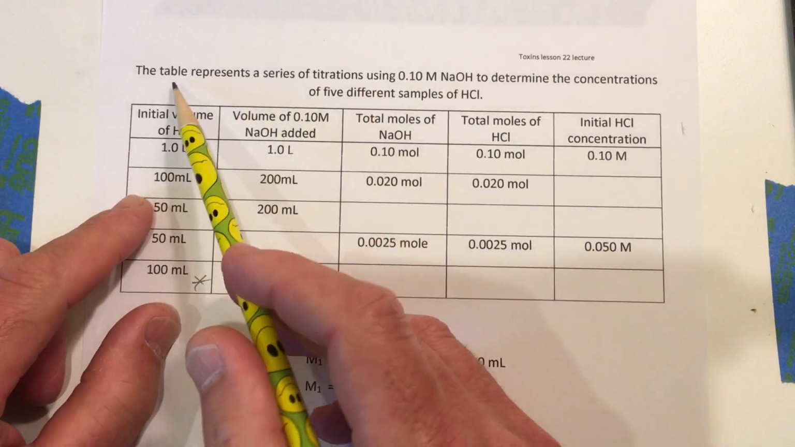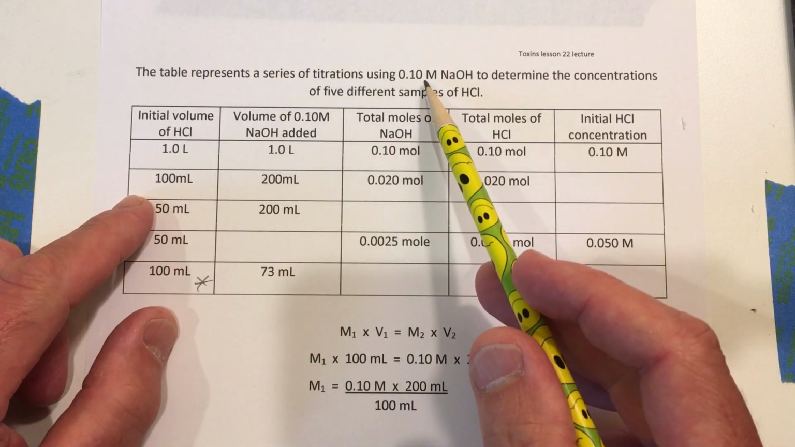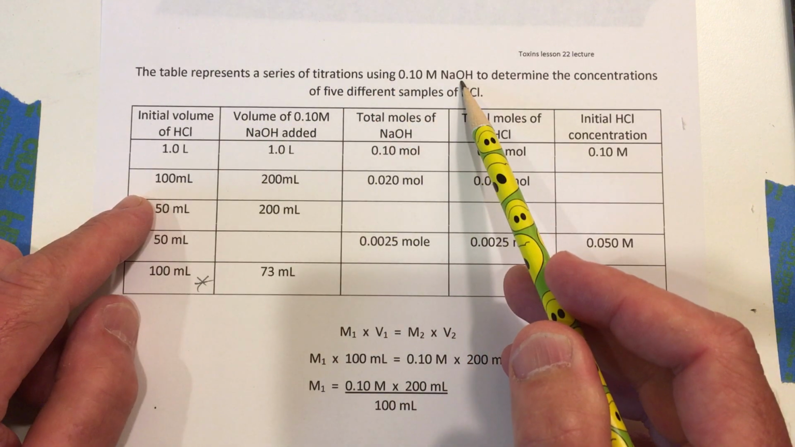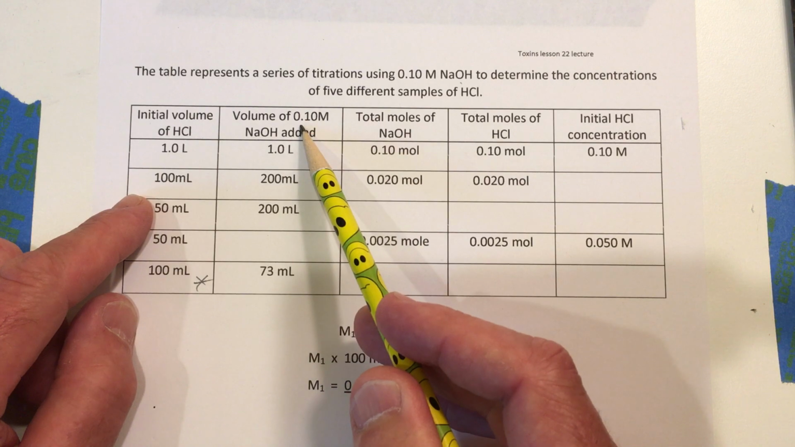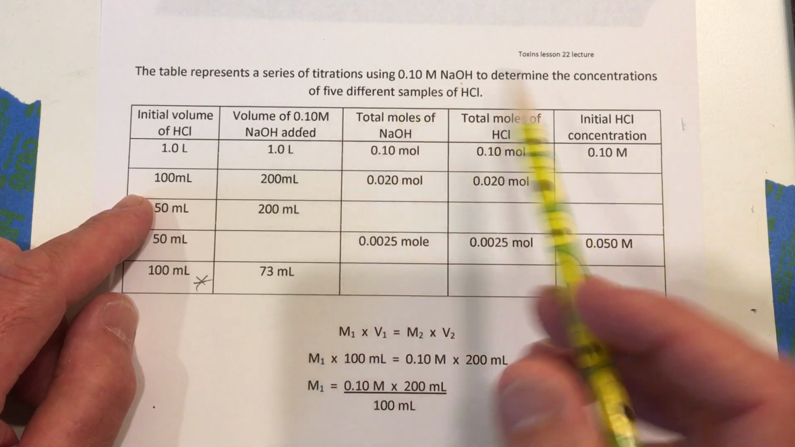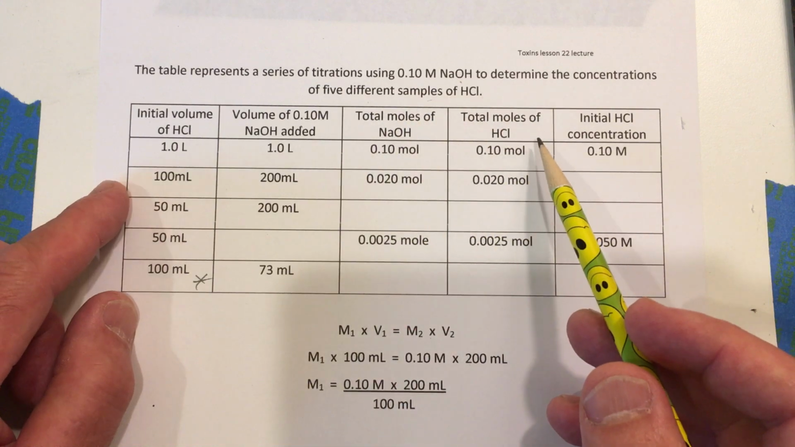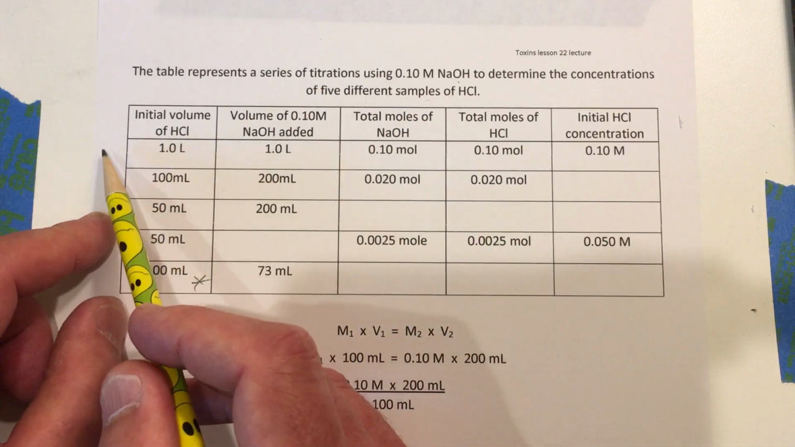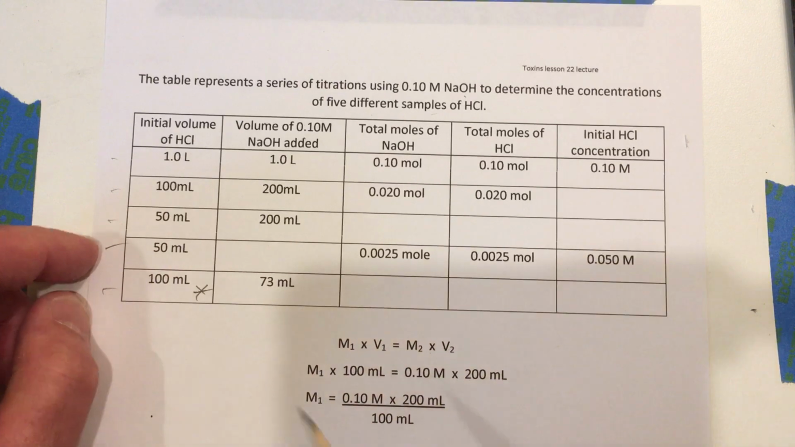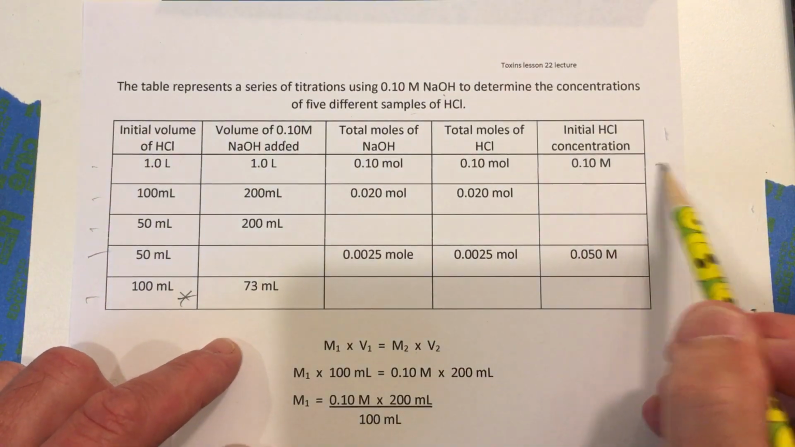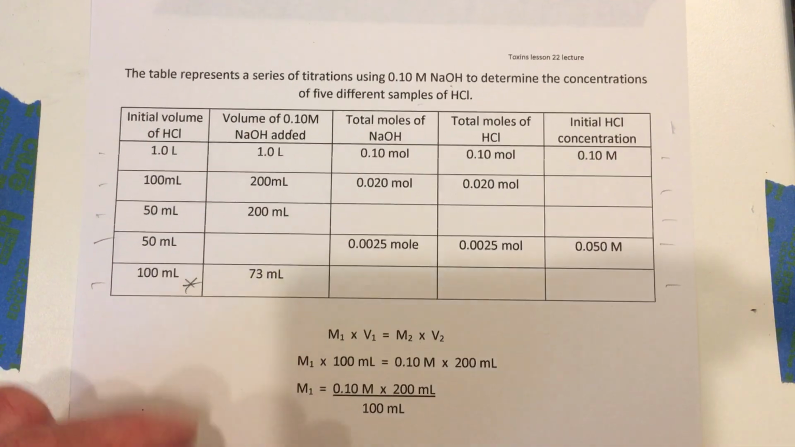It says, the table represents a series of titrations using 0.1 molar sodium hydroxide. So the sodium hydroxide is always 0.1 molar. And that's going to be used to determine the concentrations of 5 different samples of HCl. So here are 5 different samples of HCl, and they're likely to have 5 different concentrations.